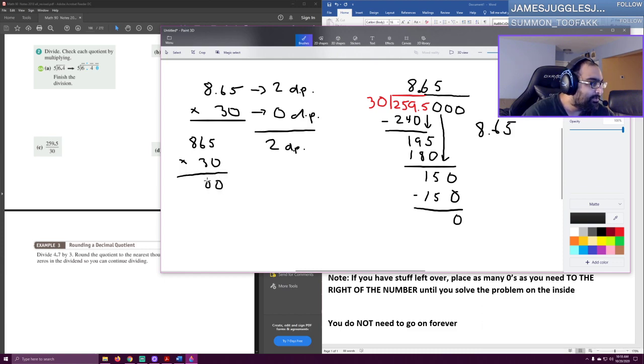So we get a bunch of zeros here to start with. 3 times 5 is 15. 3 times 6 is 18, plus 1 is 19. And 3 times 8 is 24, plus 1 is 25. So here we're going to get 0, 5, 9, 5, and 2.